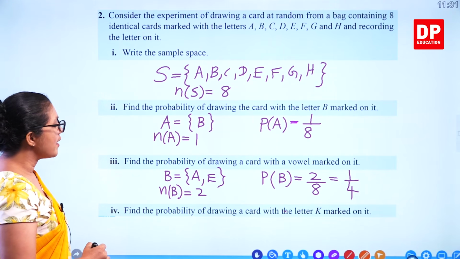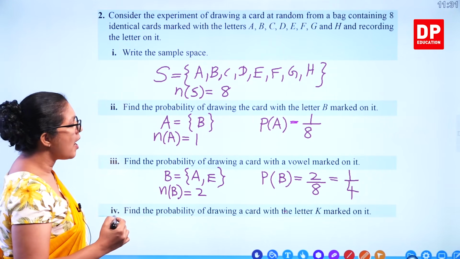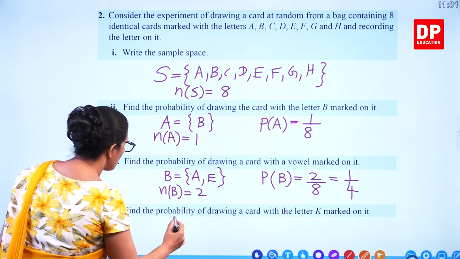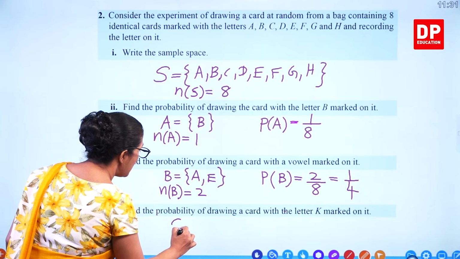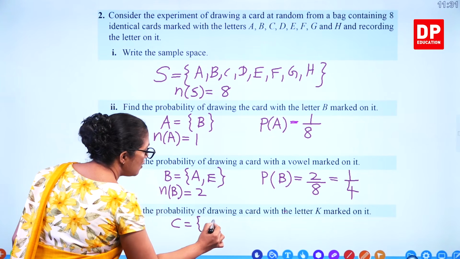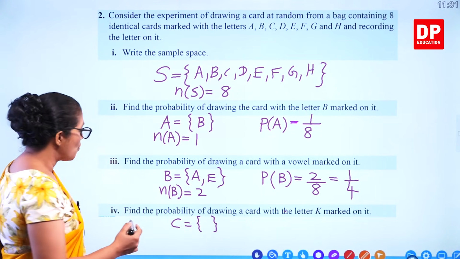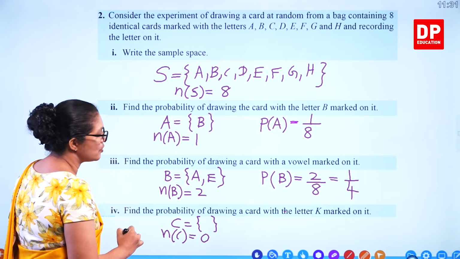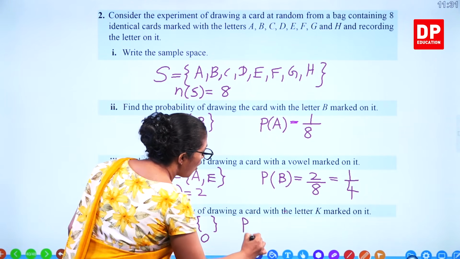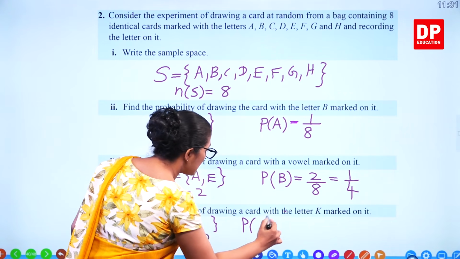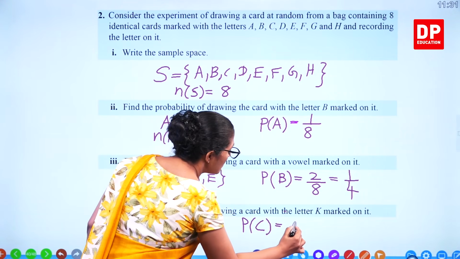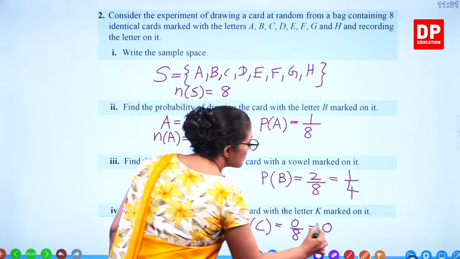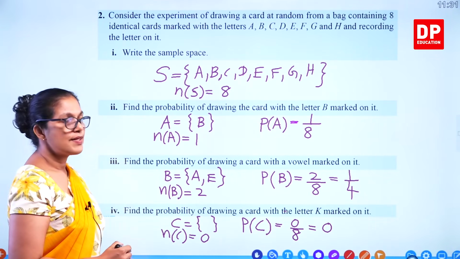Find the probability of drawing a card with the letter K marked on it. You don't get letter K. So here, if C is the event, no outcomes there. So what is N(C)? That's 0. So what's the probability of getting any K letter? It's not possible. 0 divided by total is 0. So probability is 0.